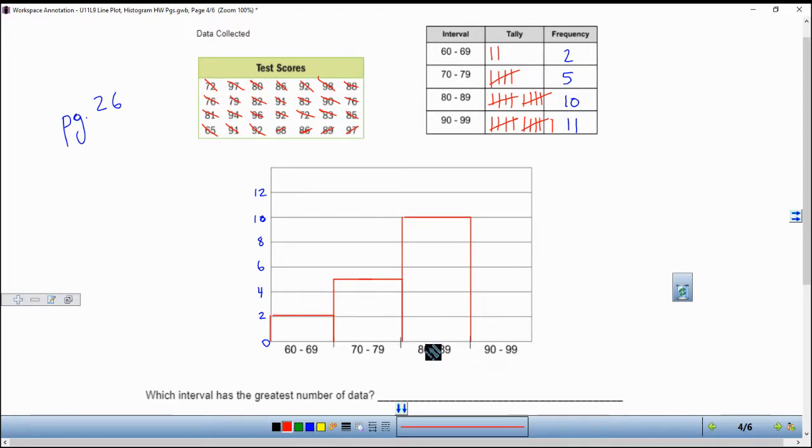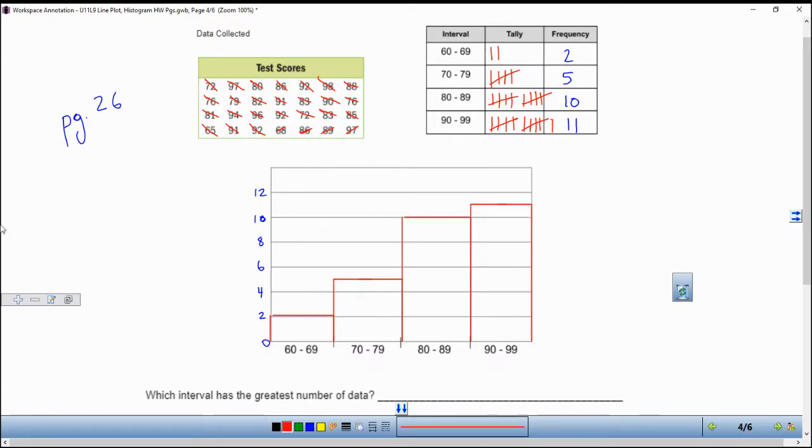Last but not least, 90 to 99. So that's going to be 11 test scores. We're going to go up to where 11 would be, which is about right there. Other side as well. Going to go up to 11. Connect the two lines to make the bar. It's a little short, so I'm going to actually redo that one. This should be good. There we go.